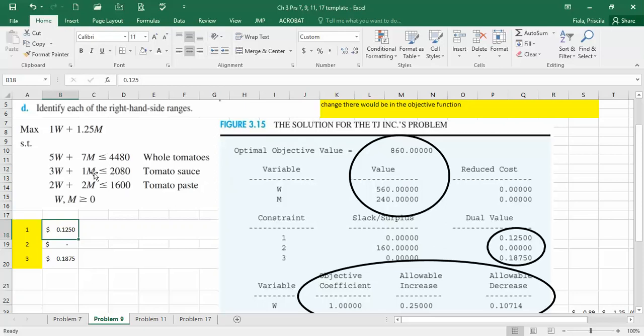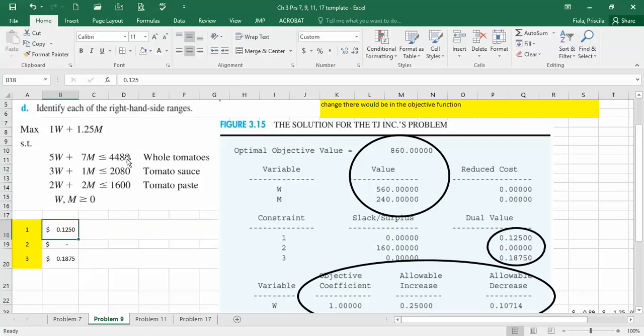And then for the second one, if I increase by 1, I'm going to increase by nothing. Do you see there's 0? And on the third one, if I increase by 1, I'm going to increase by 18.75 cents. In the same thing, which I should always start with that, the decrease.